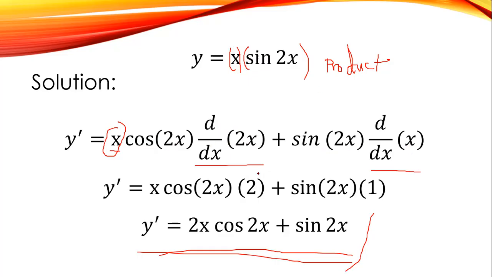So the derivative of 2x is equal to 2, so this is it. And then the derivative of x is equal to 1, so this is it. Simplifying this, then we have y prime is equal to 2x cosine 2x plus sine 2x. So this is the derivative of y equals x sine 2x. Do you have any questions? If you have questions, just comment so they can be answered.